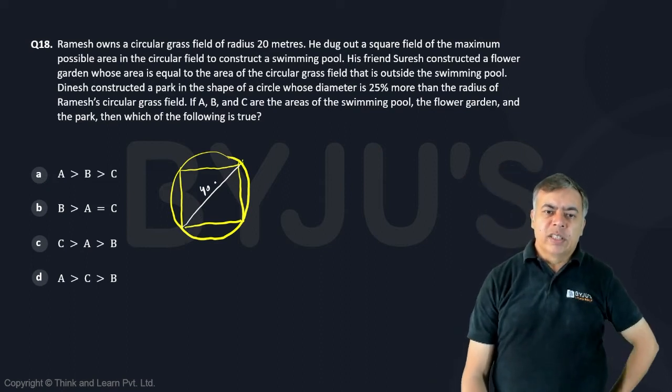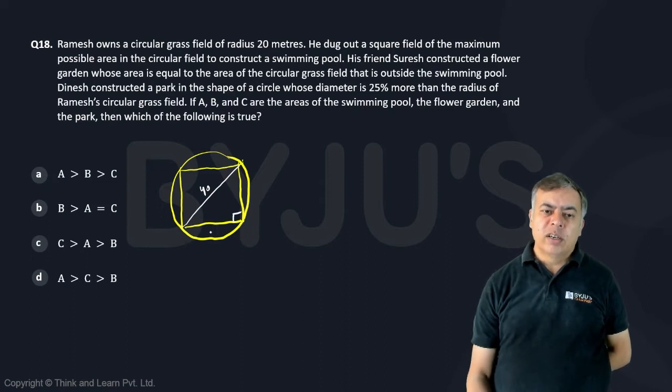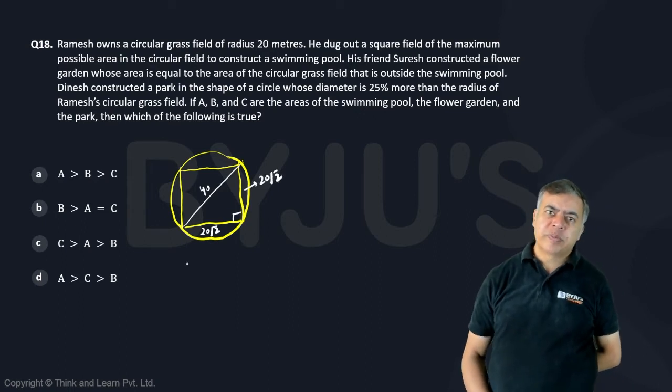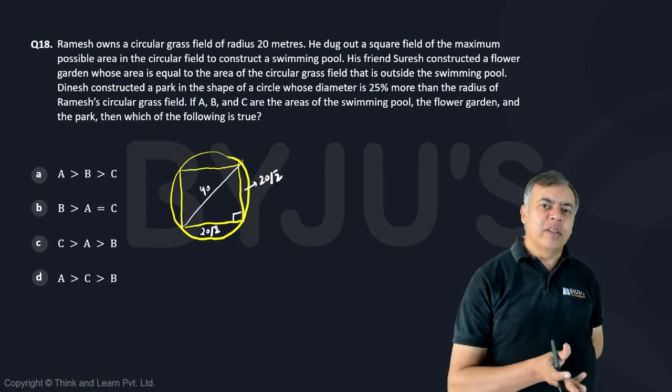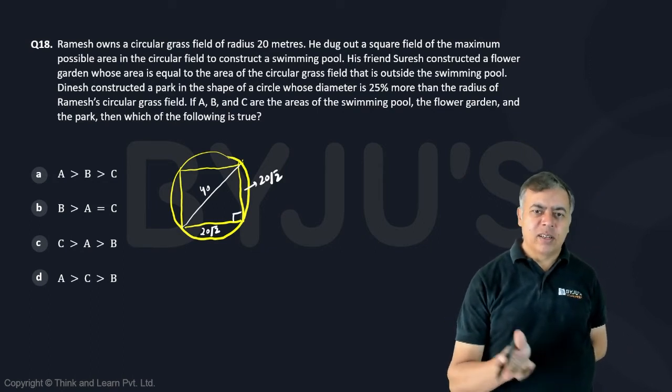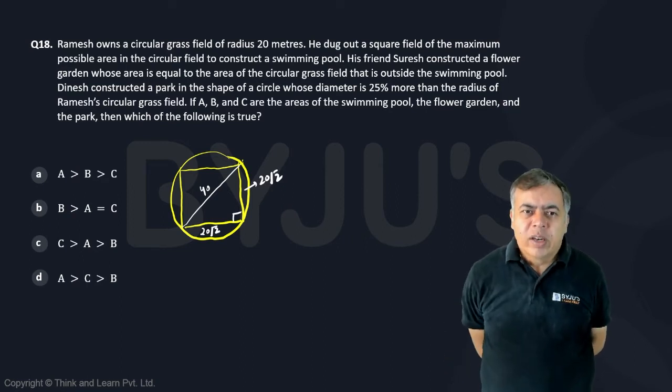Okay, and if this is 40, and this is a square, the side will be 40 by root 2, that is 20 root 2. The side of the square will become 20 root 2, right? So if the side of the square is 20 root 2, the diagonal will become 20 root 2 into root 2, that is 40.